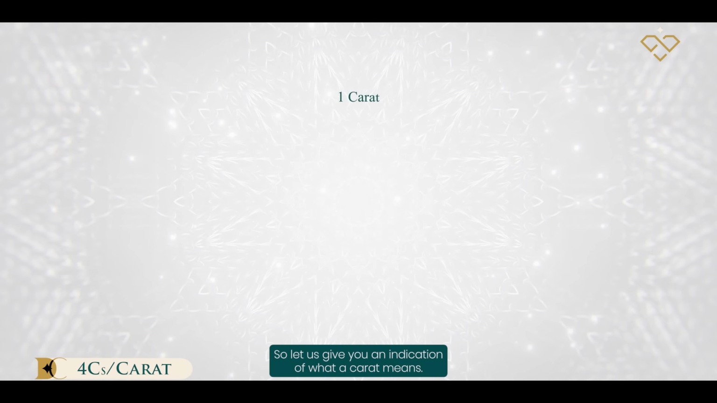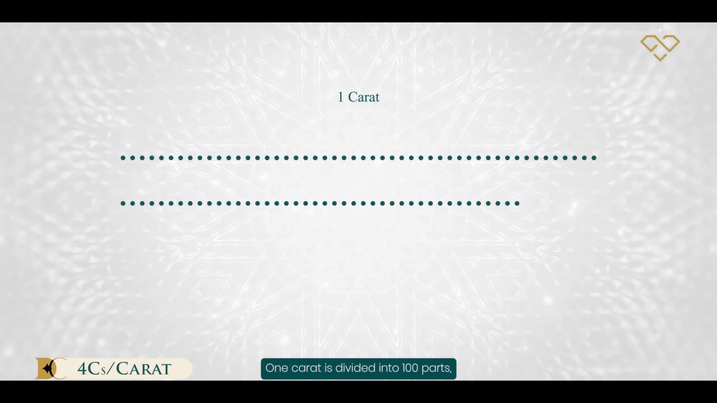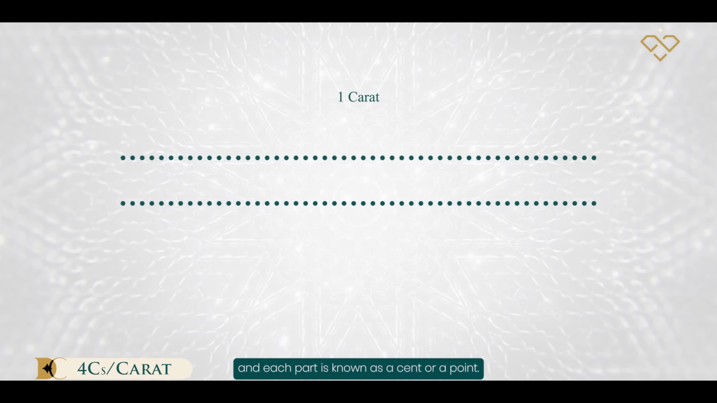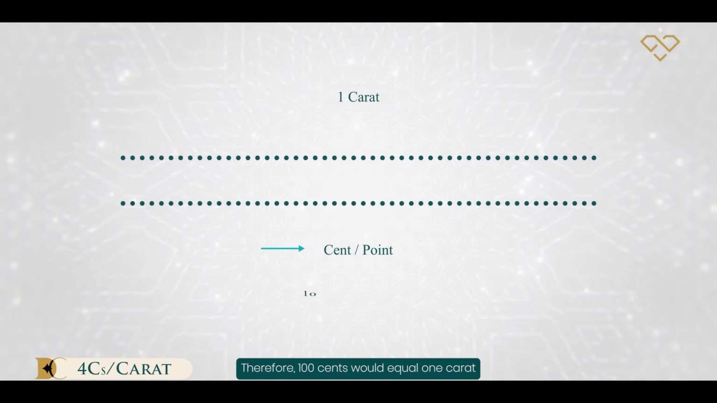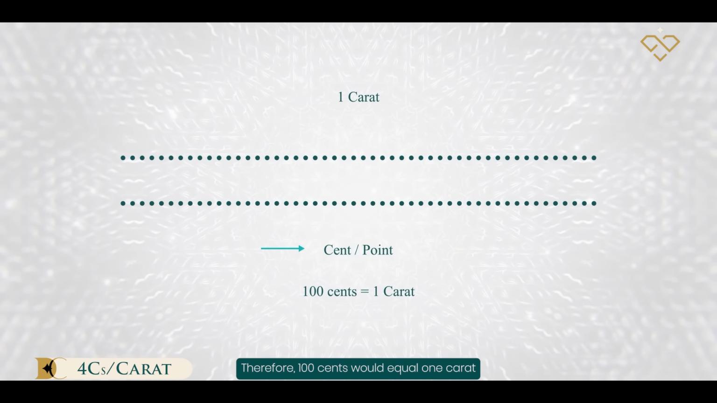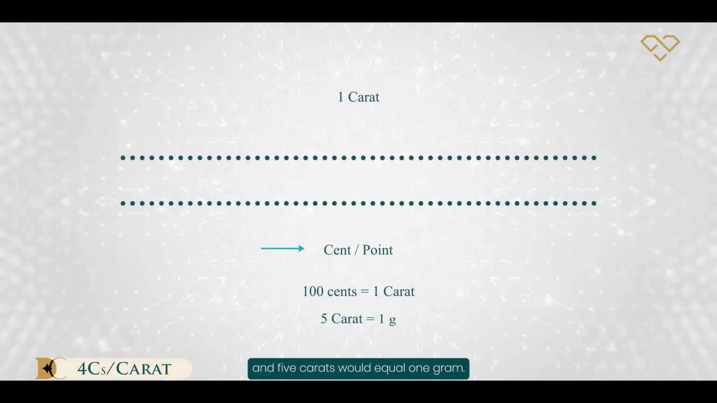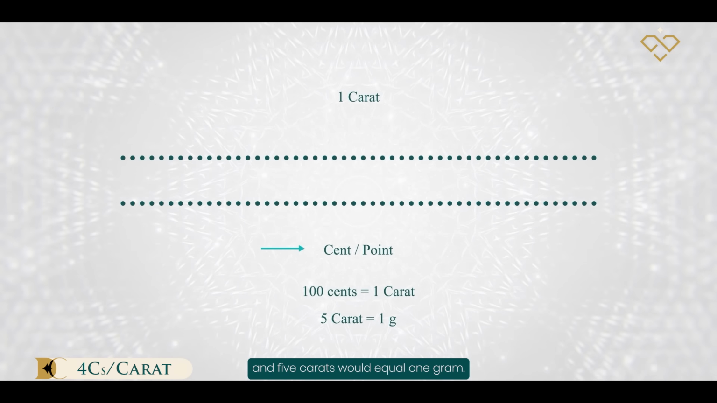So let us give you an indication of what a carat means. 1 carat is divided into 100 parts, and each part is known as a cent or a point. Therefore, 100 cents would equal 1 carat, and 5 carats would equal 1 gram.